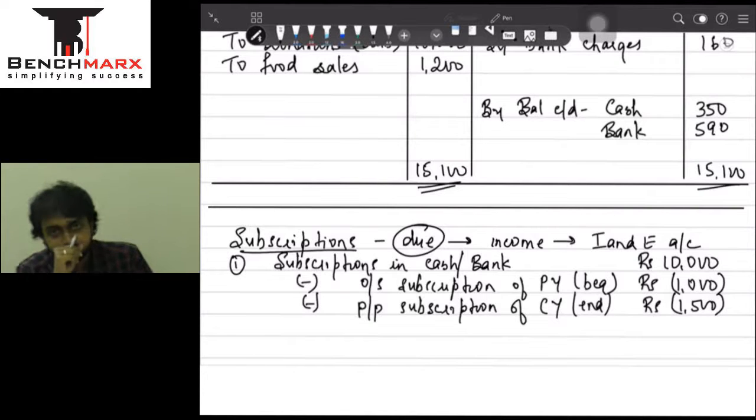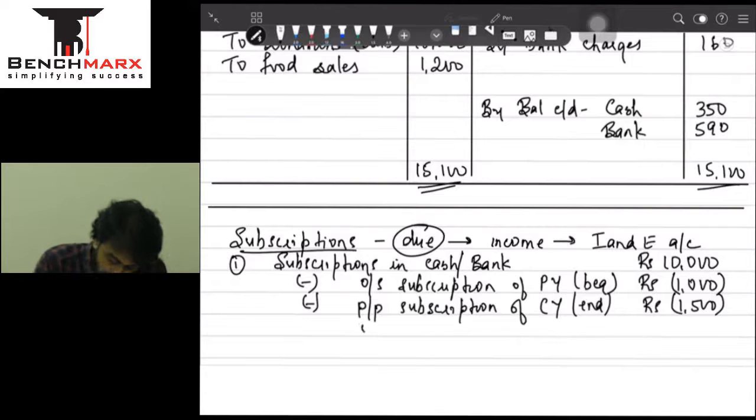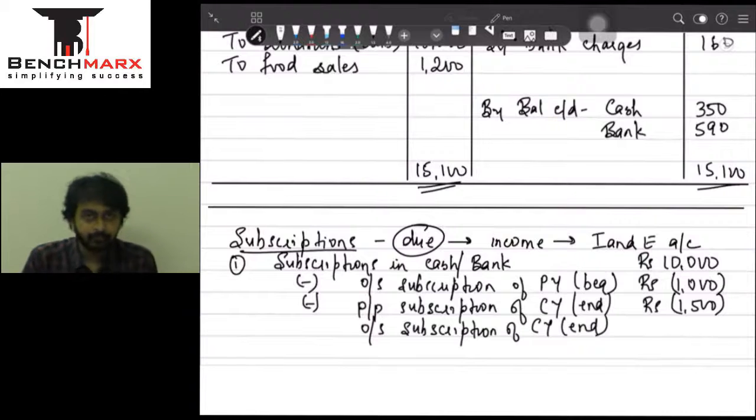Now, is it possible that some subscription is due for the current year, but people have not paid? It is possible. It is outstanding. So this is nothing but outstanding subscription of the current year as at the end of the current year. Now, should we add this or subtract this? We should add this because it is not inside the 10,000.